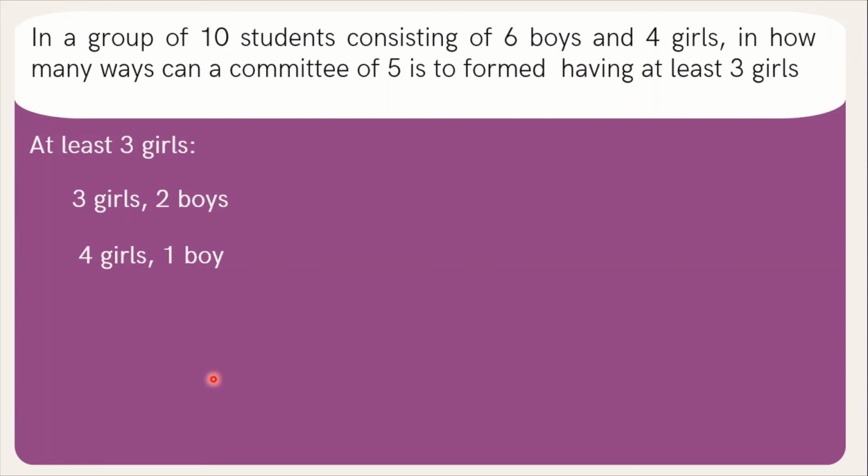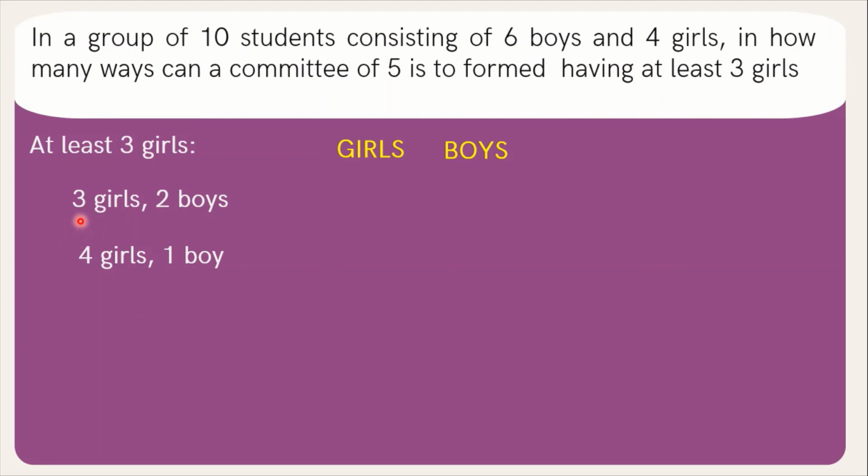So, pwede tayo makabuo ng group of 5 or committee of 5 with 3 girls and 2 boys, or 4 girls and 1 boy. Again, at least 3 girls. So, ang pinakamababang bilang ng girls na mabubuo natin in a committee should be 3. Katulad ng solution natin kanina, isa-solve natin ang combination for each possibilities.